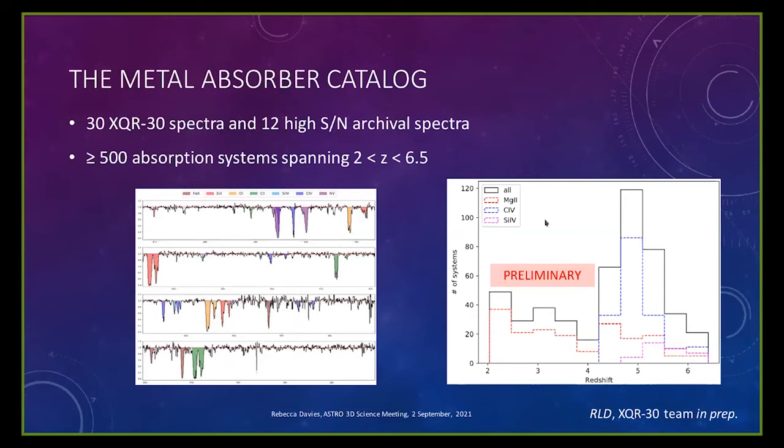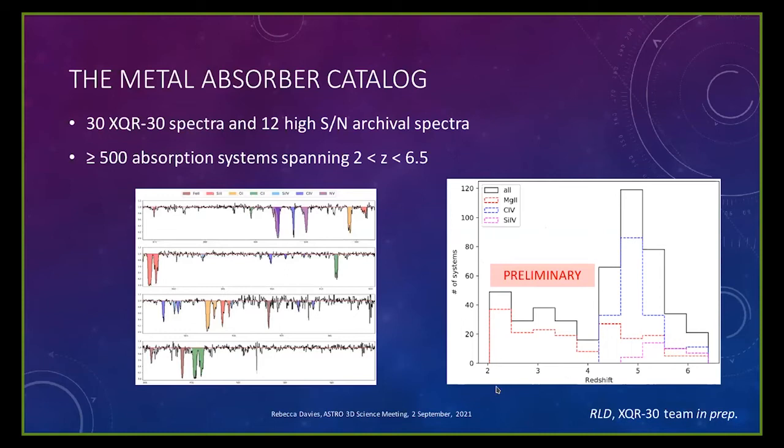On the right, you can see the redshift distribution of the absorbers that we recover. We find approximately 500 absorption systems that span redshifts 2 to 6.5. And this includes a pretty significant number of absorption systems at redshifts greater than 5.5, and these are key if we want to measure the typical properties of absorbers at the highest redshifts.